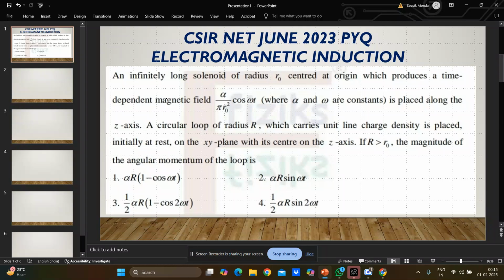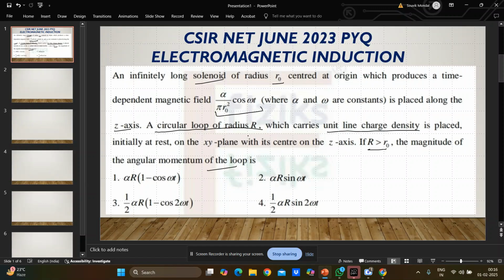Okay. So the statement is: an infinitely long solenoid of radius r naught, centered at origin, produces a time-dependent magnetic field of this amount, and is placed along the z-axis. A circular loop of radius capital R, which carries a unit line charge density, is placed initially at rest on the xy plane with its center on the z-axis, and it is given that capital R is greater than r naught. So what is the magnitude of the angular momentum of the loop of radius R?